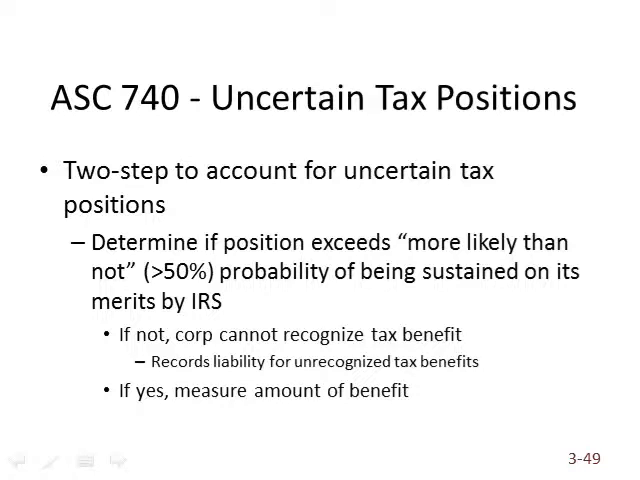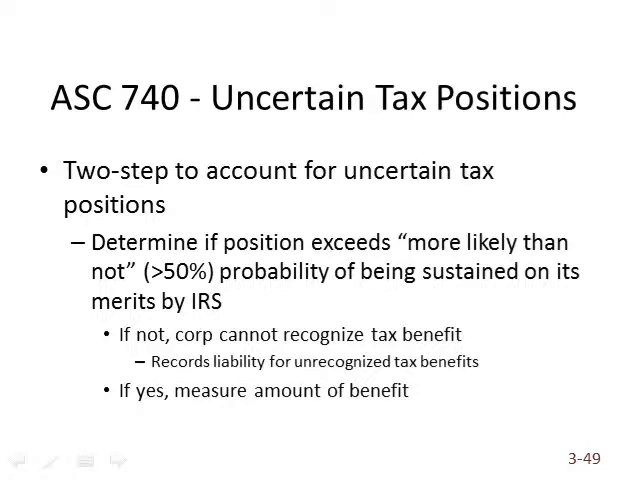So perhaps a transaction has happened. We're not exactly sure if the IRS will agree with our tax treatment of that when we file our taxes, and so that creates this idea of an uncertain tax position. ASC 740 provides us with guidance on how we treat those transactions.